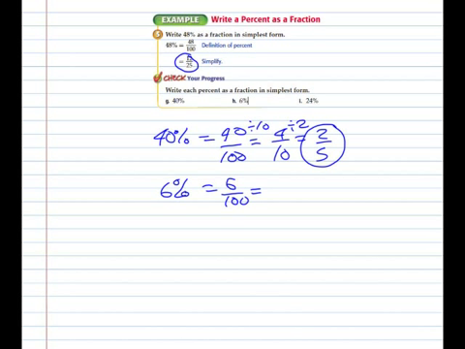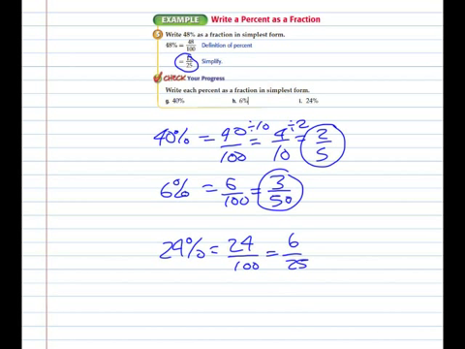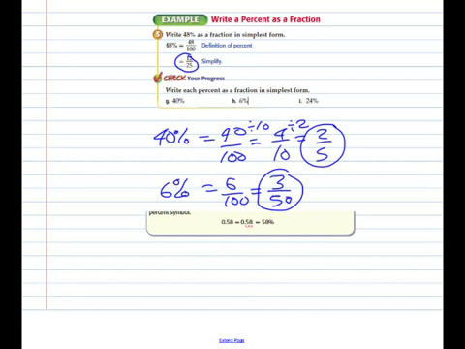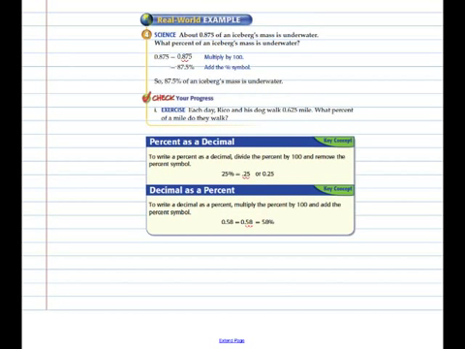6% becomes 6 over 100. Divide both of those by 2, gives me 3 over 50 as a fraction. 24% becomes 24 over 100. Divide both of those by 4, gives me 6 over 25, which is my answer in simplest form.